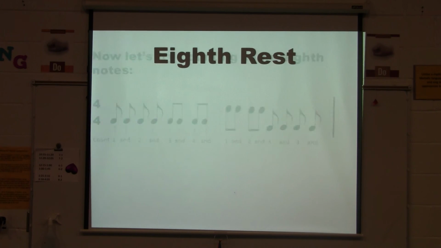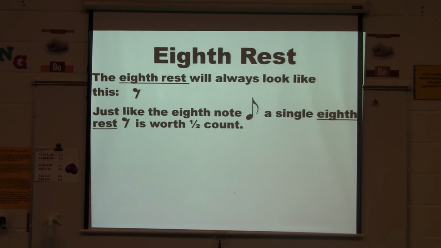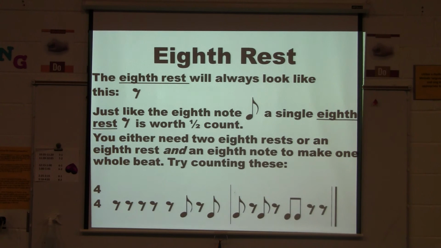Okay, I hope you were able to keep up. The eighth rest means to rest for a half a count. So you have to have 2 of them to make a beat, or you have to have 1 of them and an eighth note to make a beat. It's a very small little rest you'll see in your music. So let's take a look at some ways of combining eighth notes and eighth rests.